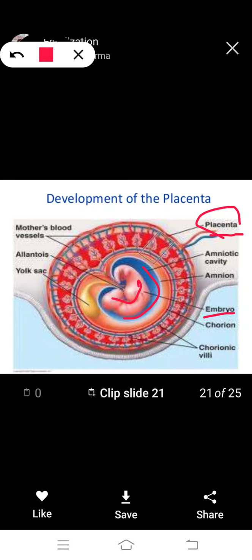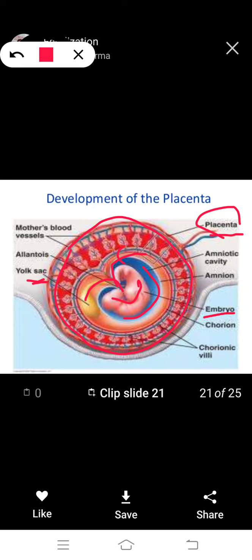After this we observe the allantois will be at this point. Okay, this point is the allantois, and the yellow part is the yolk sac. This outer membrane is the mother's blood vessels. In the inner part of the mother's blood vessels is the amniotic fluid.